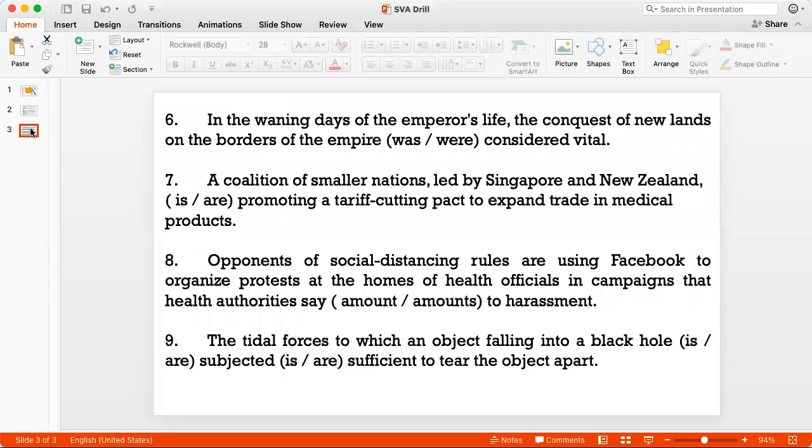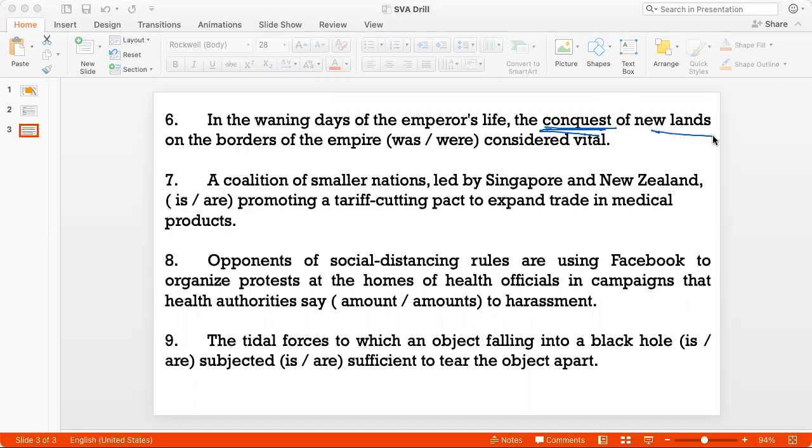Question 6. In the waning days of the emperor's life, the conquest of new lands on the borders of the empire was or were considered vital. So again, I have a lot of words in this sentence, and I have to pin down what was considered vital. What was it that was considered vital? The one word that was considered vital is the conquest. Right? The conquest was considered vital.